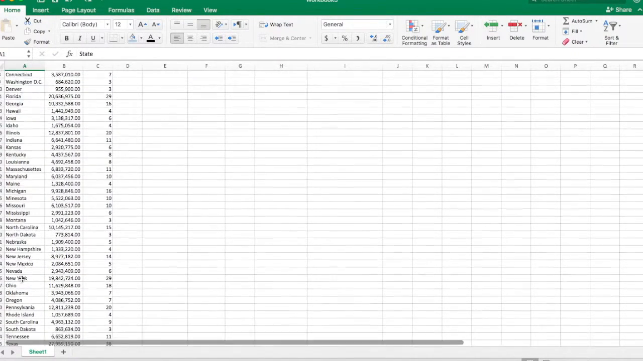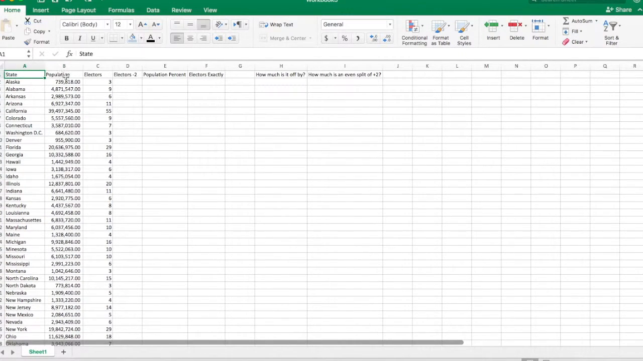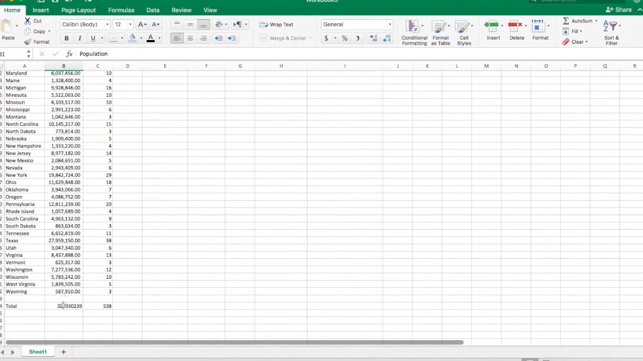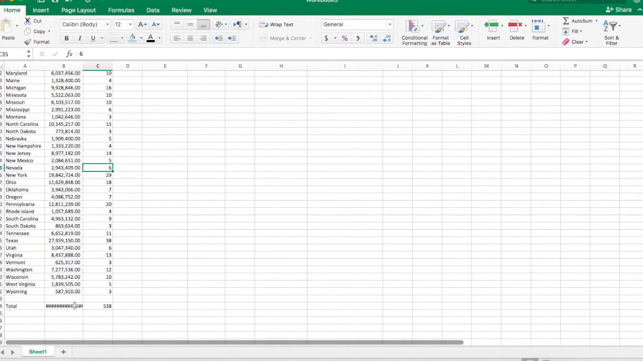So here we have all of the states listed out from the United States, and next to them are their corresponding populations, and at the bottom we have the total population of all of these states. So that's the population of the United States.